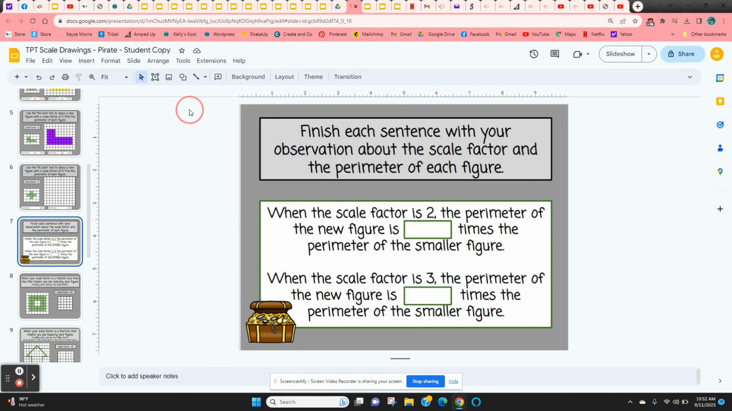So the next slide is just a review. When the scale factor is 2, the perimeter of the new figure is 2. They're just going to type in the word 2 times the perimeter of the smaller figure. If the scale factor is 3, the perimeter of the new figure will be 3 times the perimeter of the smaller figure.